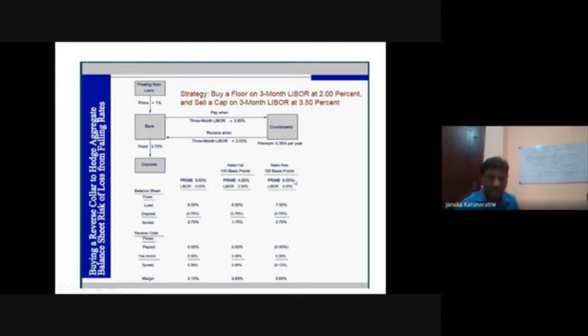Let's say a 1% rise, so 100 basis points. If it's a parallel rise, then LIBOR goes from 3% to 4%. You will get 7.5 here because 6.5 plus 1. The fixed rate is 3.75, so your spread will go up by 1%. So your payouts would be 0.5 plus 3.8, and the reverse collar net effect is 0.12.